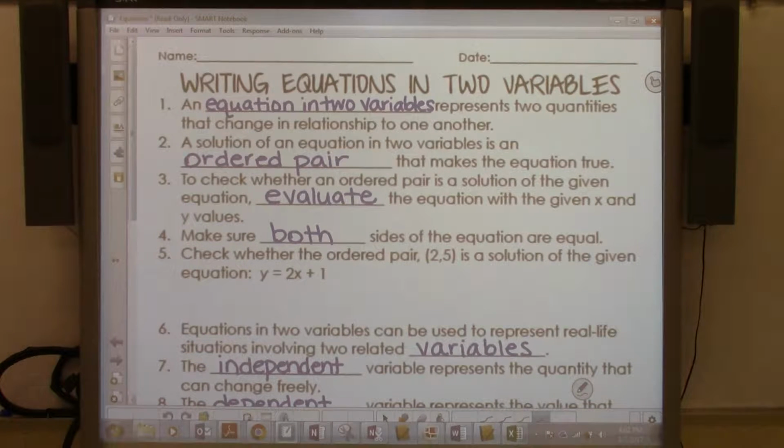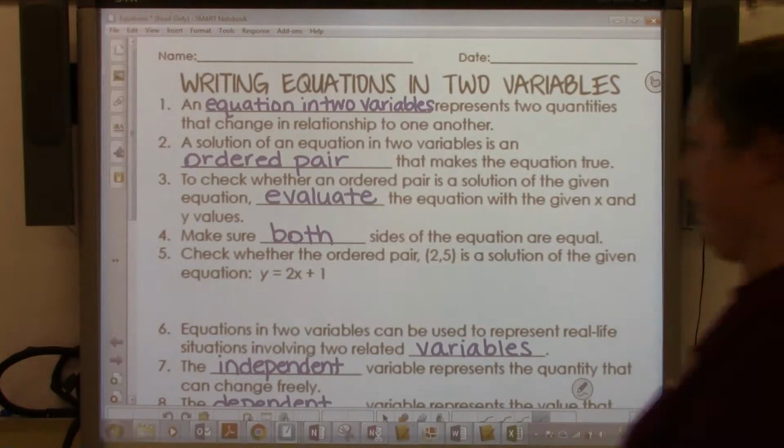To check whether an ordered pair is a solution of the given equation, evaluate the equation with the given x and y values. You want to make sure that both sides of the equation are equal. So let's try a problem together.